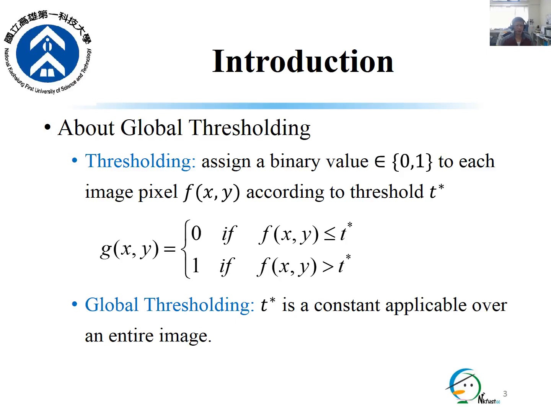Next, what is global thresholding? Global thresholding means that the value t* used for thresholding is a constant over an entire image and is independent of pixel location and neighbor information.